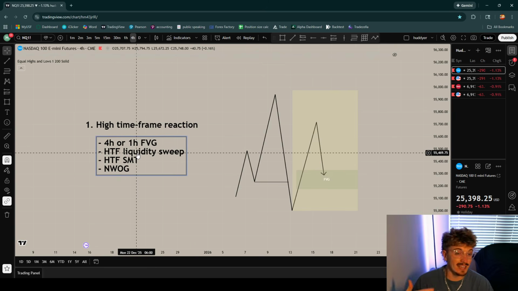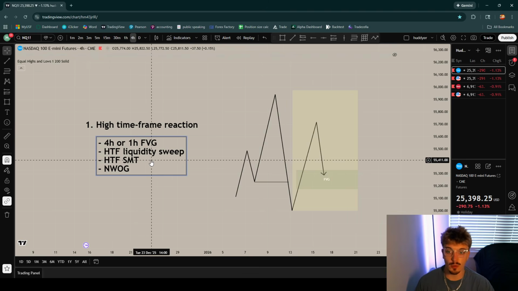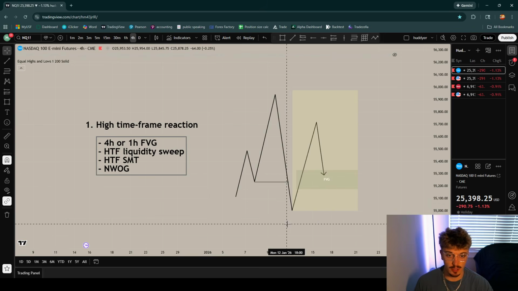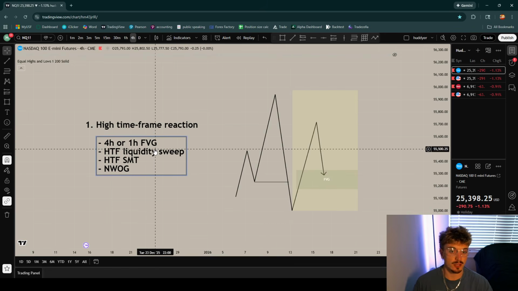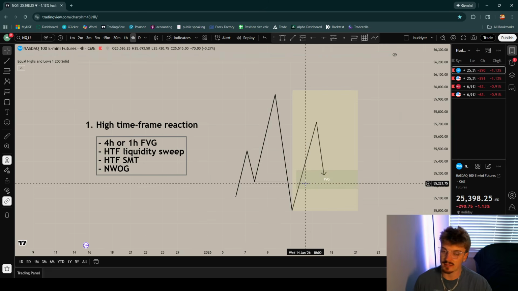We're going to talk about stacking confluence a little bit later to give you better trades, okay? But it's got to be one of these, right? We could sweep this liquidity and target something long. We could have some sort of SMT off of that. Could be just tapping into a gap. And that's essentially all it is, right? That's your higher time frame reaction.